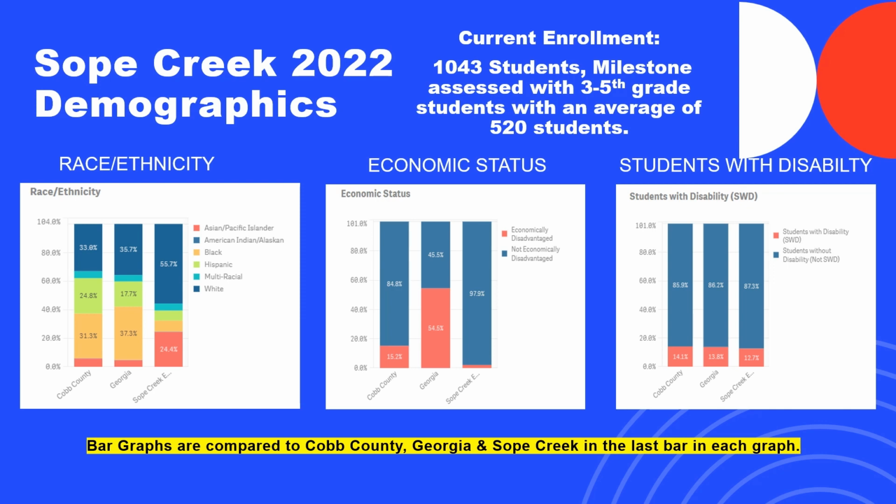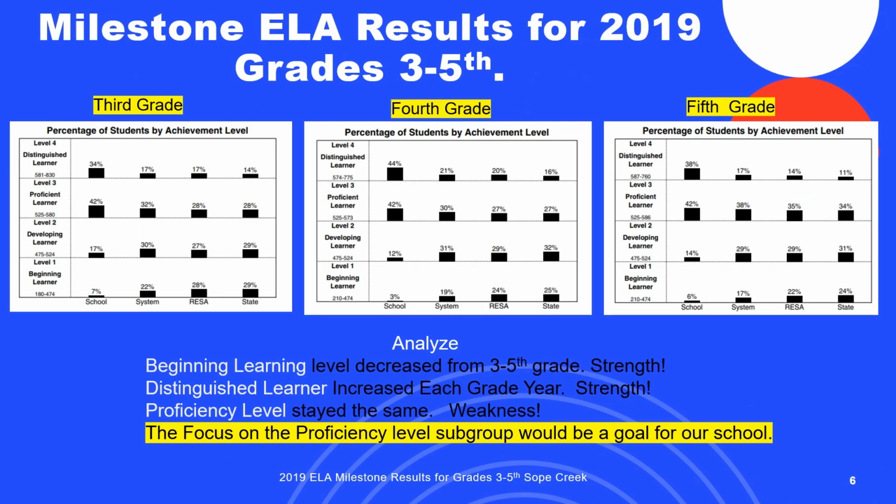Our first example of Milestone results comparison is for the year 2019. In that year, our beginning learner levels decreased from third through fifth grade, which is a strength. Our distinguished learners increased each grade year, which was a strength, and our proficiency levels stayed about the same, so that's a weakness for us. We want to focus on the proficiency level subgroup to carry them up to a higher level.